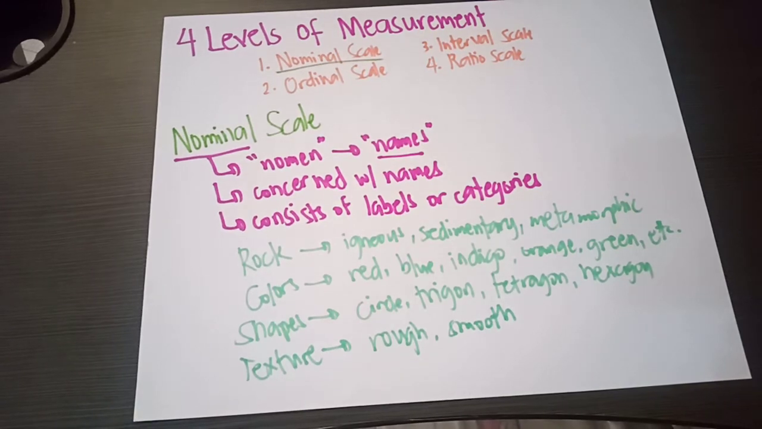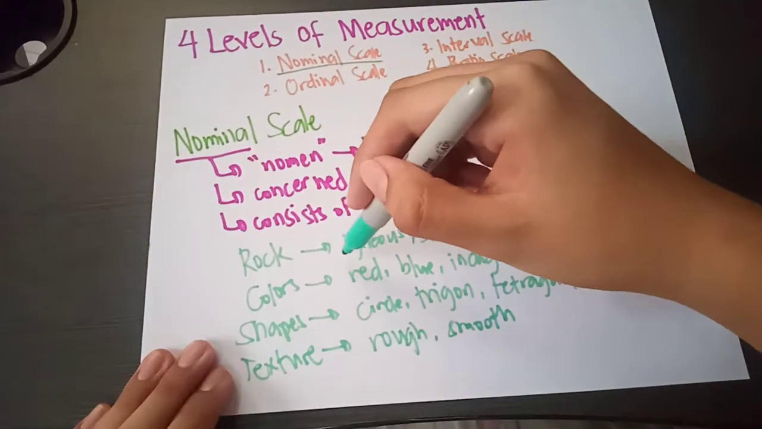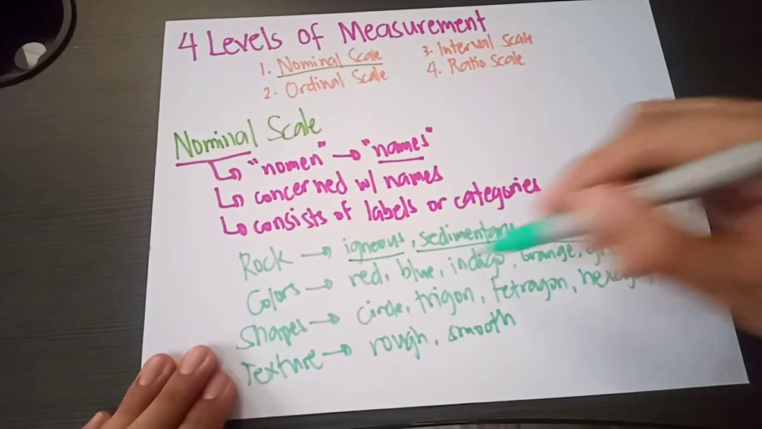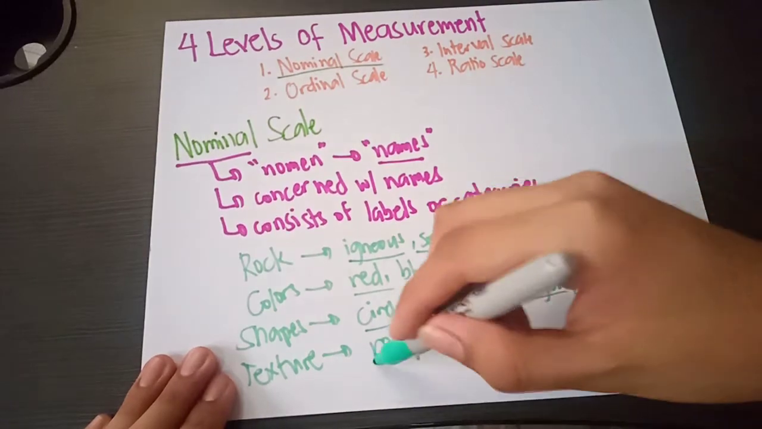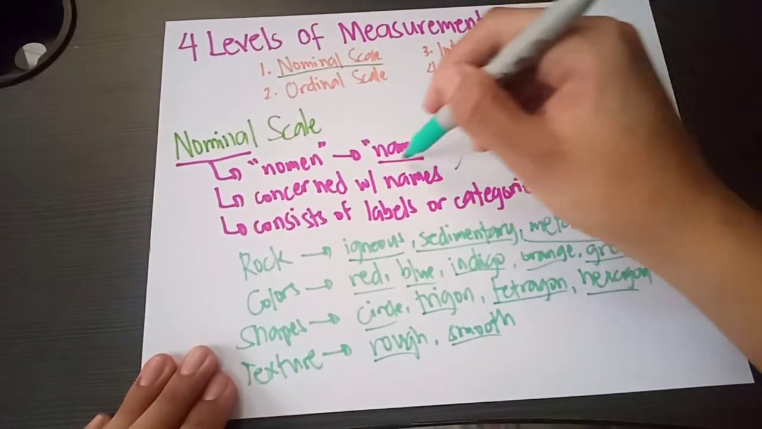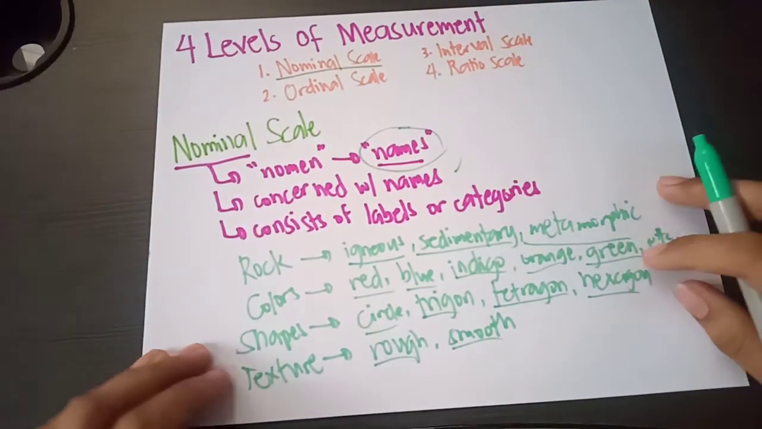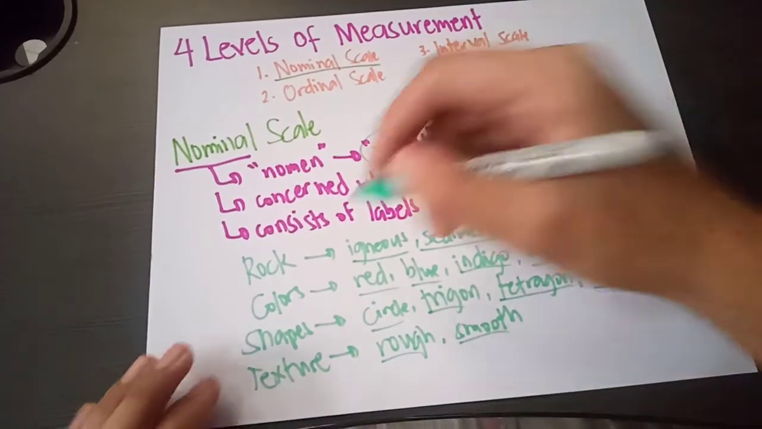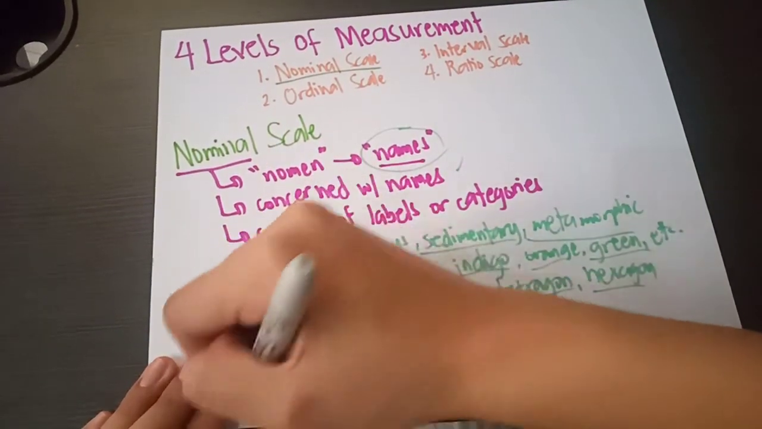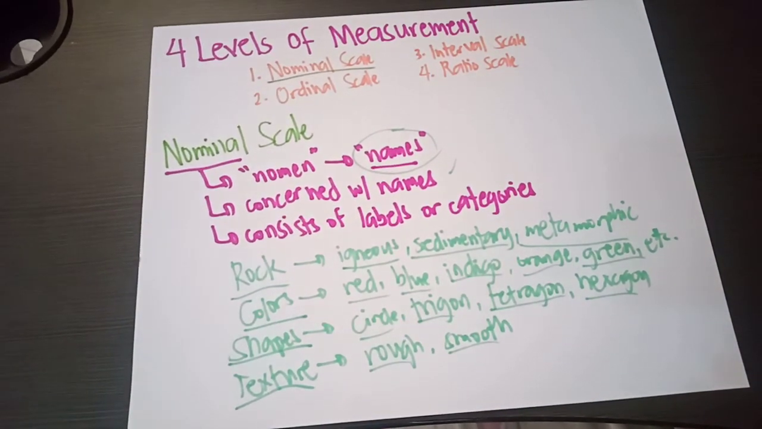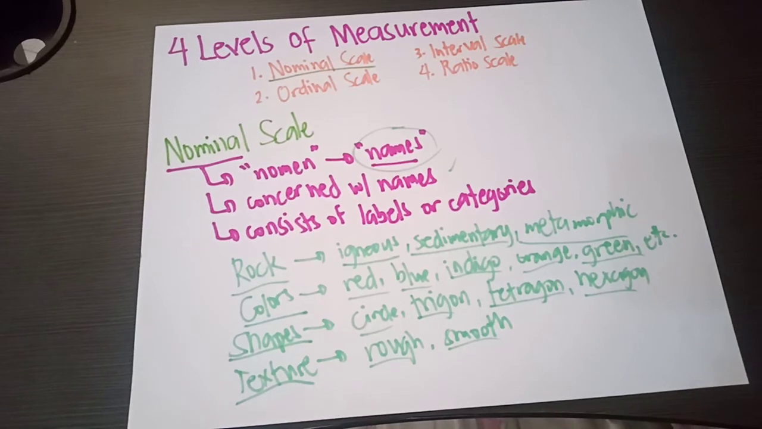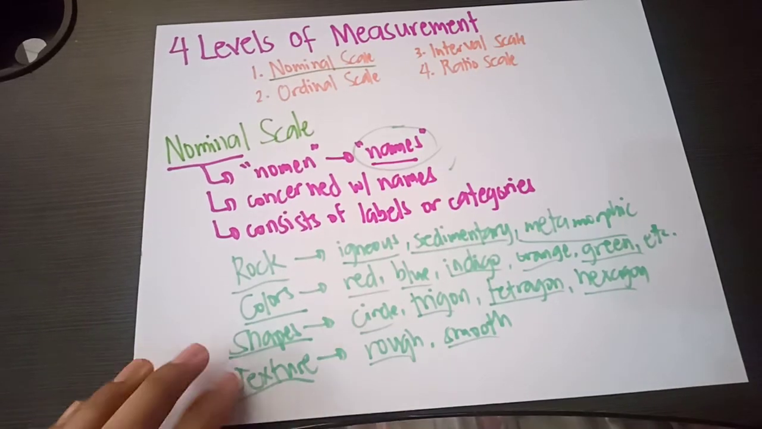So meaning to say, in nominal scale, as you can see, the possible values are expressed in names. That is why nominal scale is concerned with names, coming from its etymology, and it consists of labels or categories. Now, these labels or categories are actually the variables. So, what are the different characteristics of nominal scale? Let us have the characteristics of the nominal scale.